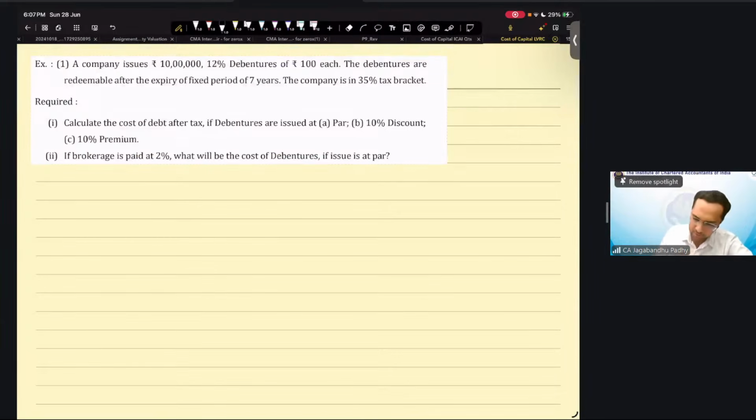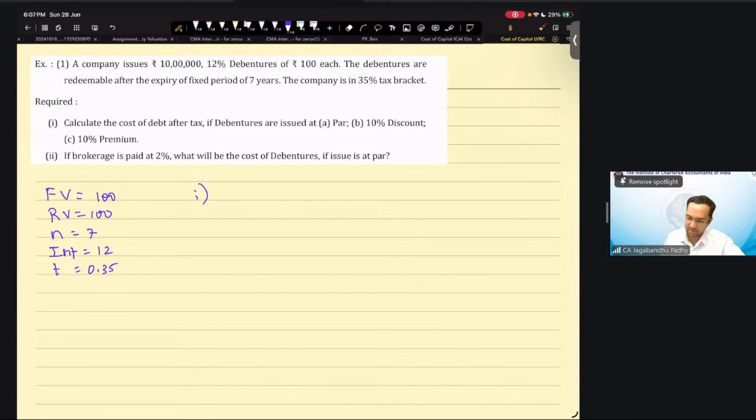Here we say that the face value is 100. In fact, your redemption value is also 100. Your time period is 7 years. Interest is 12, and tax is 0.35. In the first case, we are saying net proceeds. If it is issued at par, net proceeds will be 100. This is the first A case.